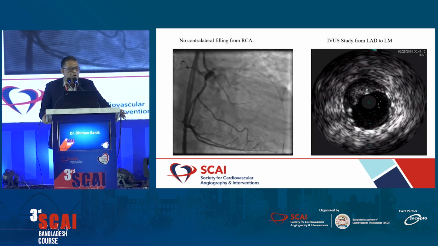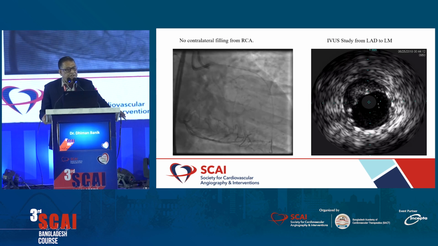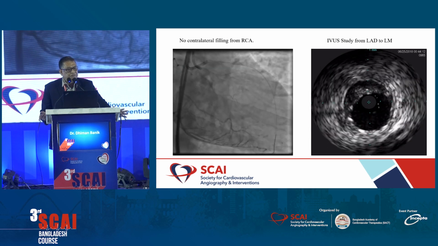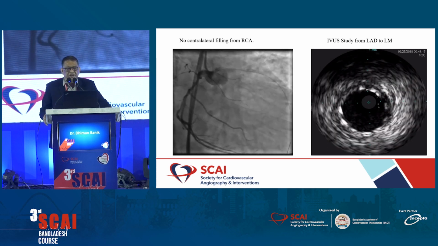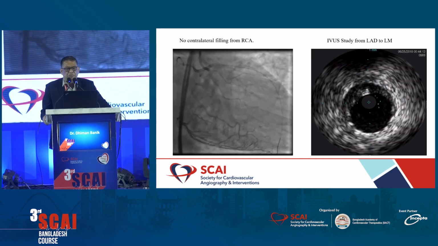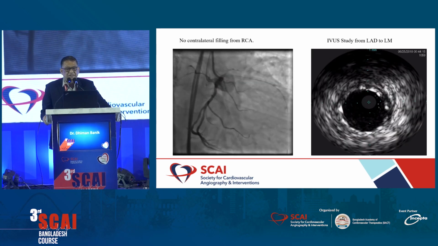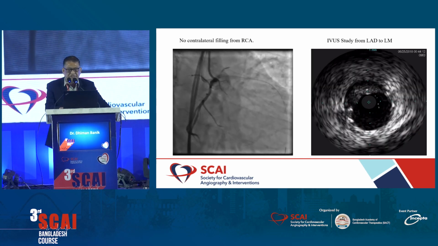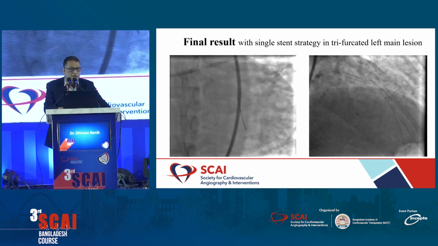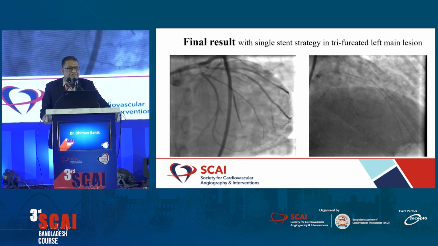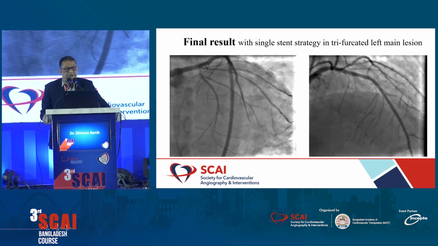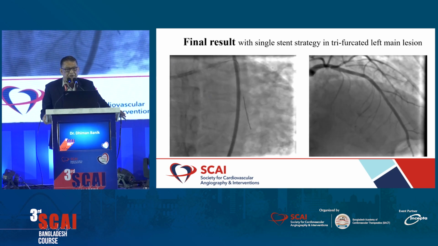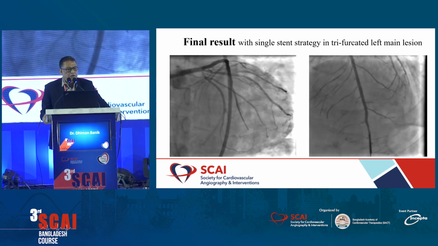On contralateral injection from the right side, we see that the left system is not filled by the right side now, so all the vessels are widely open. We did IVUS. The stent is widely apposed. We see the ostia of the LCX, and the left system is well. All the stent struts are widely open. This is the final result with the single stent strategy in a trifurcated left main lesion. You can see the LAD is good, the left main is widely open, and all these vessels are widely open.